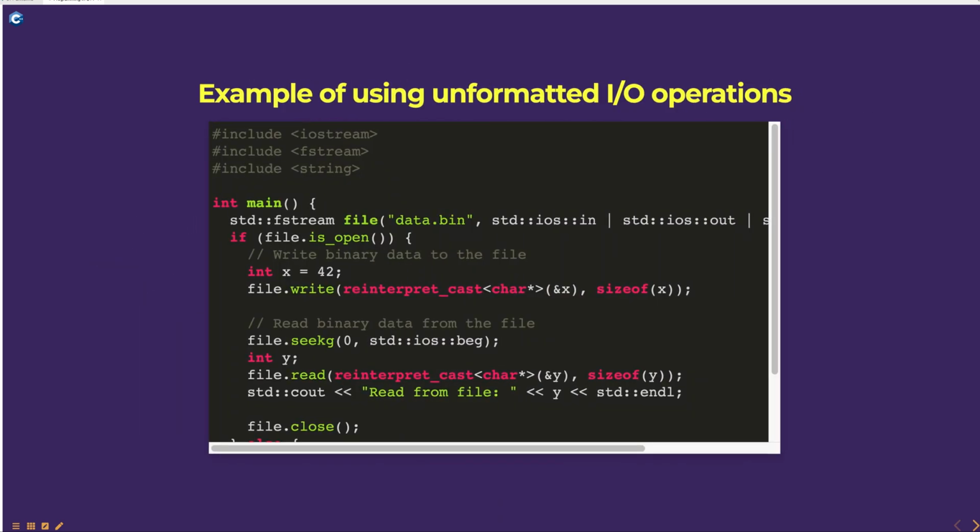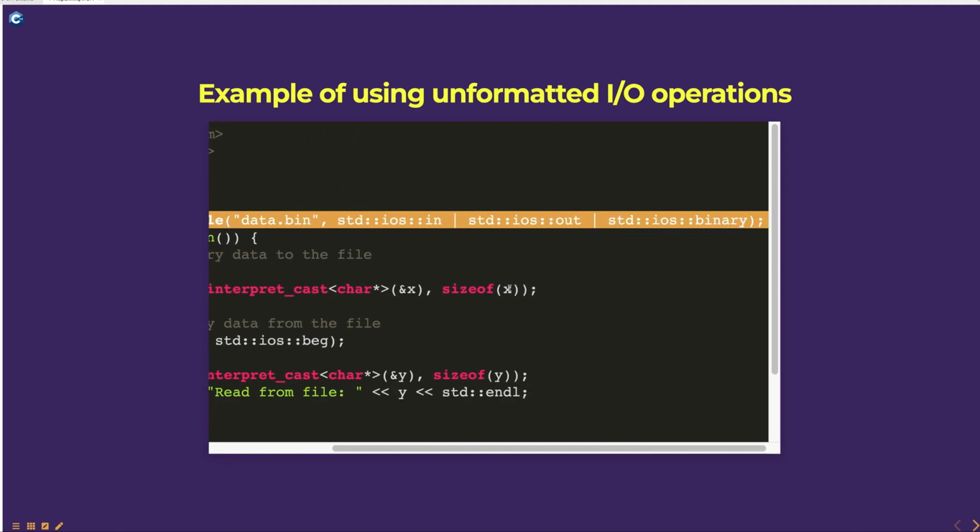Here is an example of using unformatted I/O operations to read and write binary data to a file. In this example, an fstream object is created using the fstream constructor and is opened in binary mode.